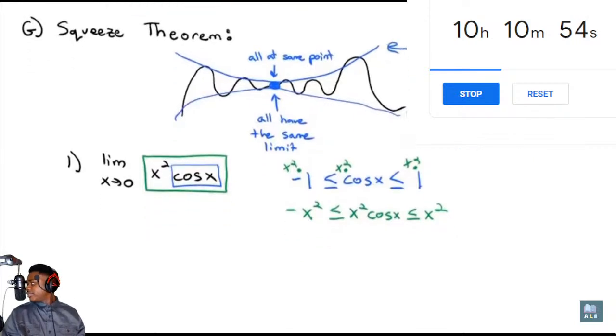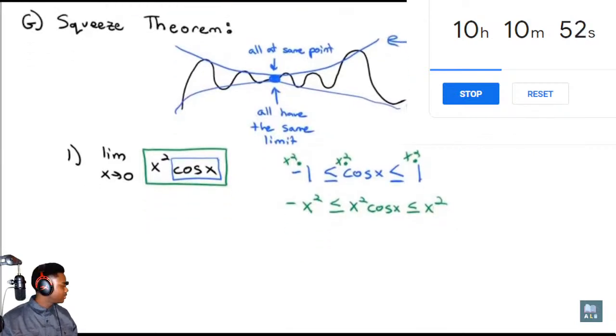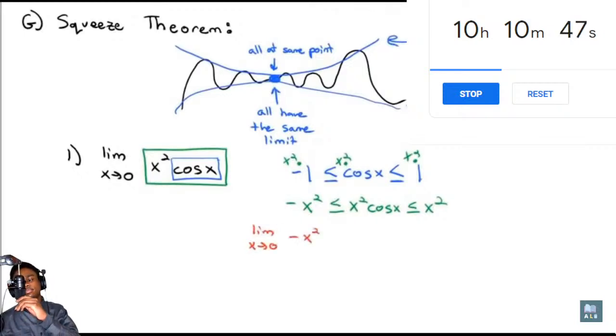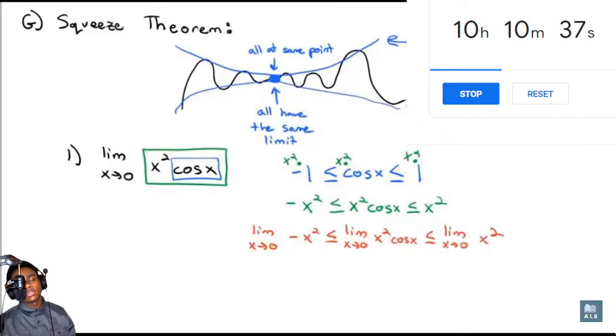We can take the limit of each of these parts. The limit as x goes to 0 of negative x squared is less than or equal to the limit as x goes to 0 of x squared cosine x, which is less than or equal to the limit as x goes to 0 of x squared. And what's nice about this is the left and the right we can do direct substitution on.